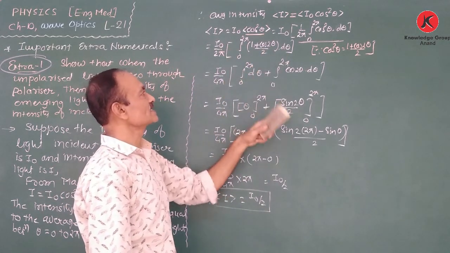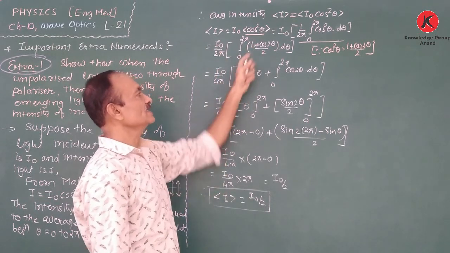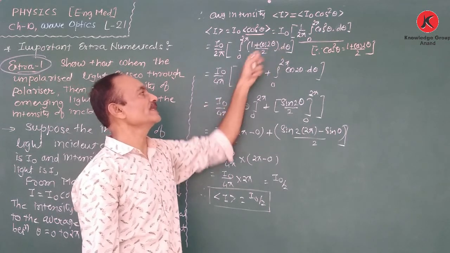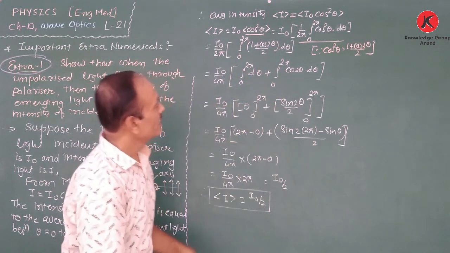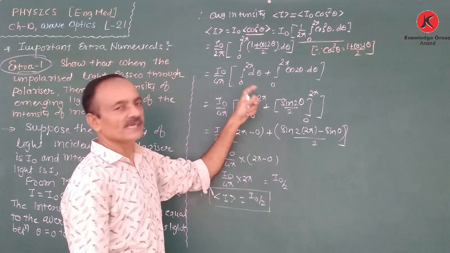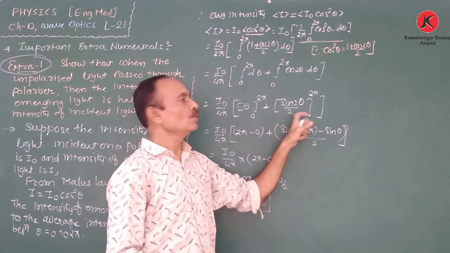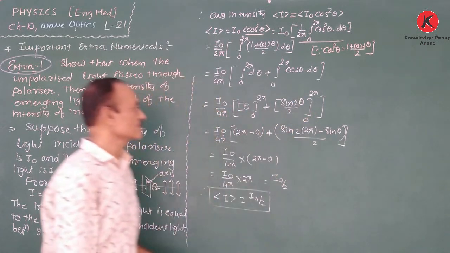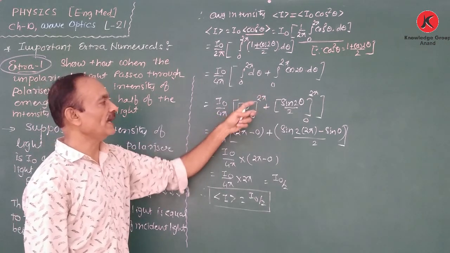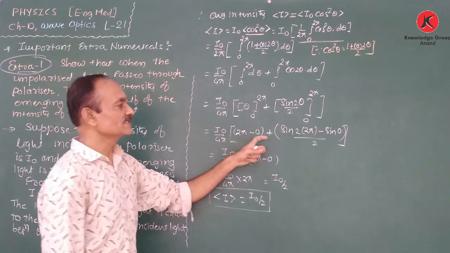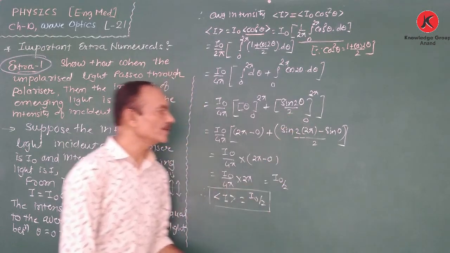We apply the integration to each term, and this 2 is taken out, therefore I0 upon 4 pi. In the bracket, integral from 0 to 2 pi of 1 into d theta plus integral from 0 to 2 pi of cos 2 theta d theta. Now integration of d theta is only theta, with limits 0 to 2 pi, plus integration of cos 2 theta is sin 2 theta by 2, with limits 0 to 2 pi. We substitute: I0 upon 4 pi, theta gives 2 pi minus 0, plus sin 4 pi by 2 minus sin 0 by 2.